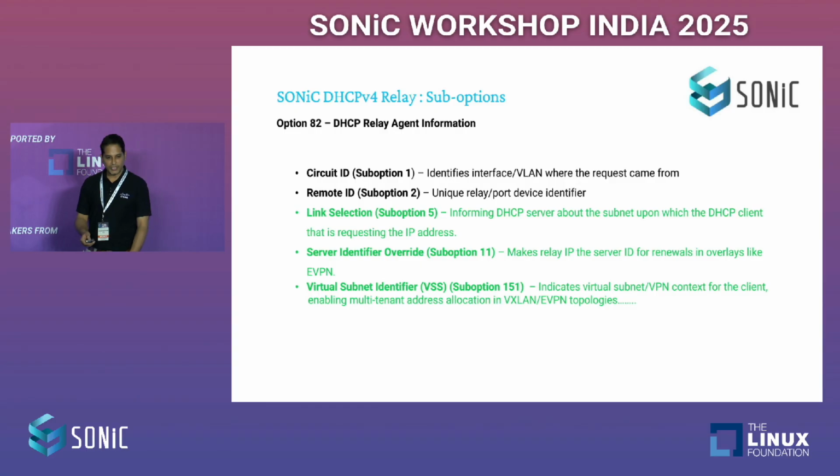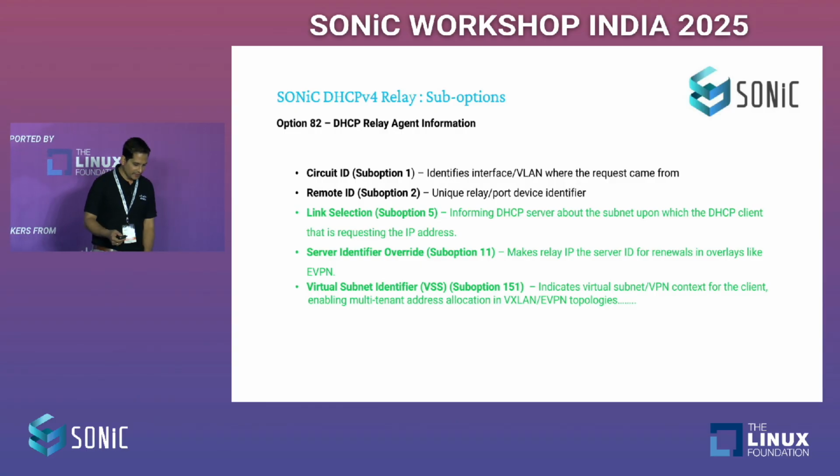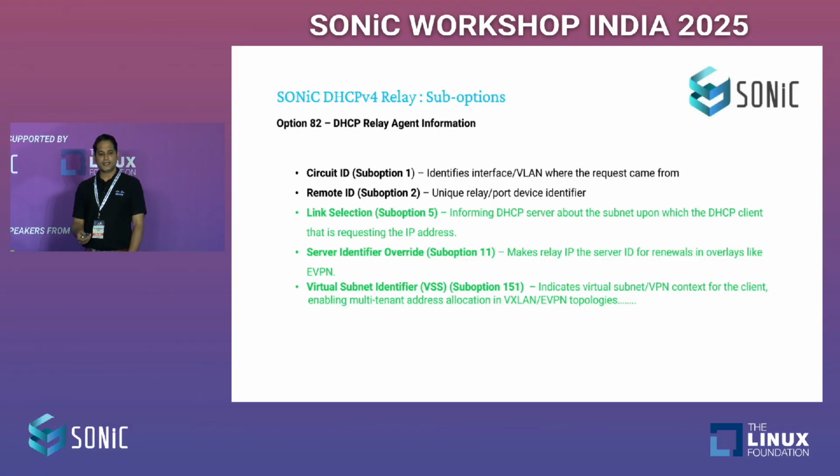Moving on to the next slide. Circuit ID and remote ID are the default sub options which even ISC DHCP relay supports. There's not much change with respect to that in the new process, but the new sub options which we have supported are link selection.